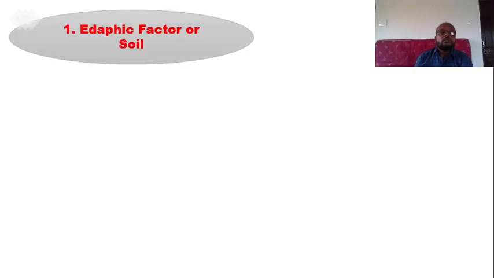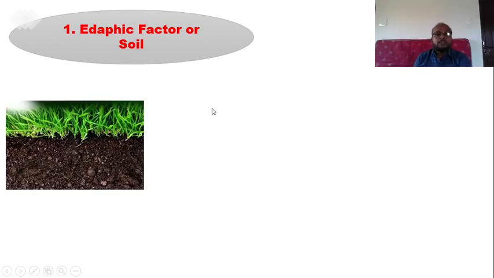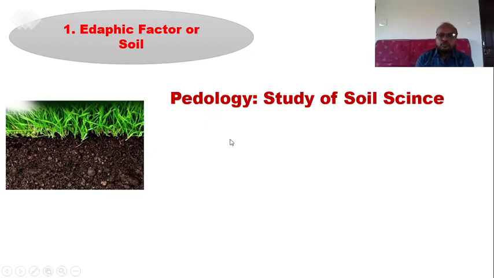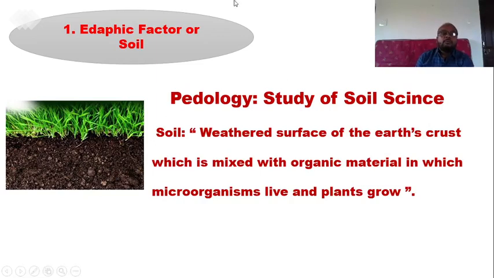First, which is very important, is the edaphic factor. The edaphic factor is nothing but the soil factor, or we simply call it soil. When we study the soil, there is one branch called pedology. Pedology is the branch of science, particularly agricultural science, which deals with the soil.